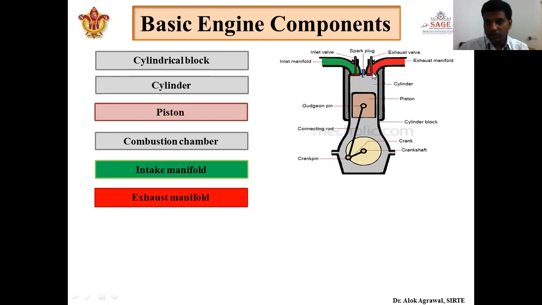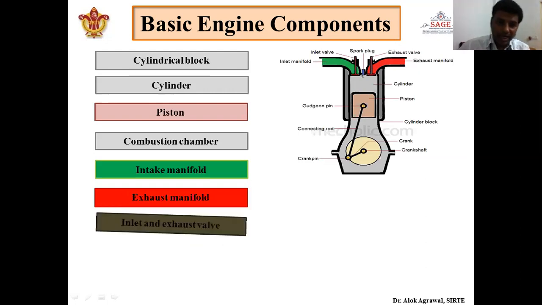Next one is exhaust manifold. After the combustion is completed, there will be a waste gas. We call it the exhaust gas, and to remove this exhaust gas from the cylinder, we take the help of the exhaust manifold. This is again a pipe which is used to remove the exhaust gases, the used gases, the waste gases from inside the cylinder to the outside atmosphere.